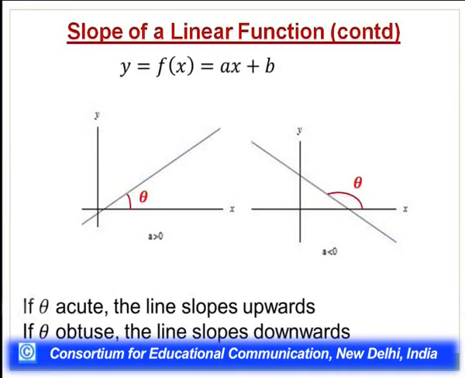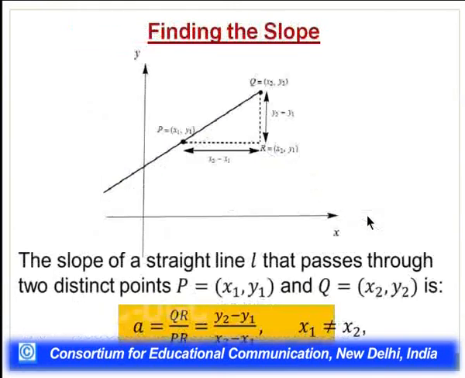Now, this slide shows you an alternative representation of the slope, which is in terms of this angle theta, which the line makes with the positive direction of the x-axis. So if we define theta as the angle that the line makes with the positive direction of the x-axis, then if theta is acute, you can see here, this angle here is acute, then in that case the line will slope upwards. But if theta is obtuse, then the line is going to slope downwards.